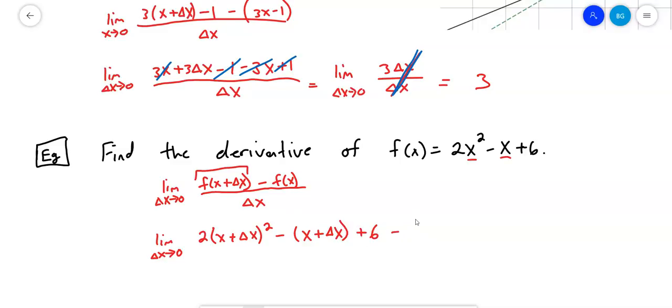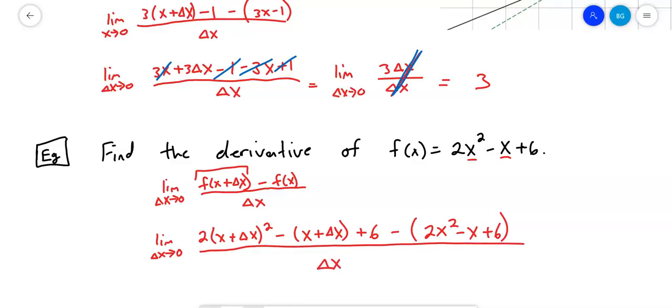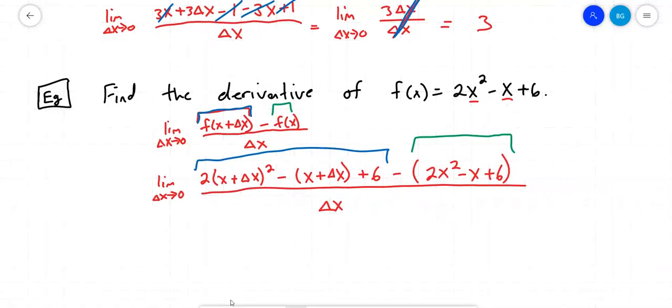Okay, and so now I'm going to subtract off the original function. And then, of course, it's all over delta x. Okay, so maybe I should color code this. This right here is this right here. And then this right here is this right here. And the rest is just coming from our definition, just kind of our template, I guess you could say. Okay, so maybe I should go ahead and square out that binomial. That seems like the next logical step.